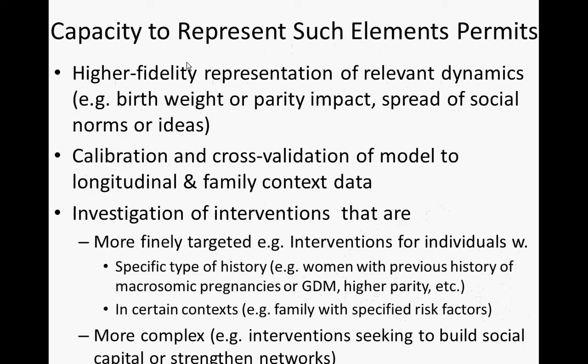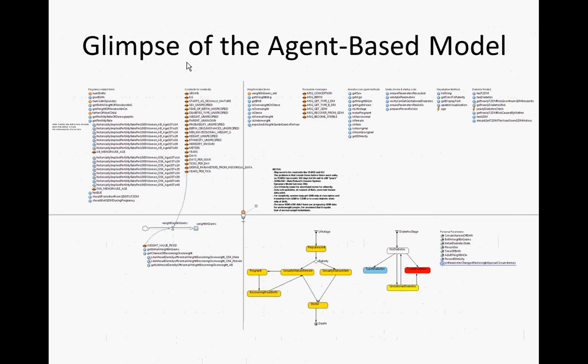Now, the capacity to represent such elements permits a variety of things. Higher fidelity representation of relevant dynamics. We can describe in more detail, for example, the life course effects of early life insults, in the form of exposure to a diabetic milieu. It permits calibration and cross-validation of the model against longitudinal data in a way that just isn't possible with aggregate models. It permits investigation of interventions that are finely targeted and more complex, based on individual histories, based on seeking to build, say, social capital or strengthen networks.